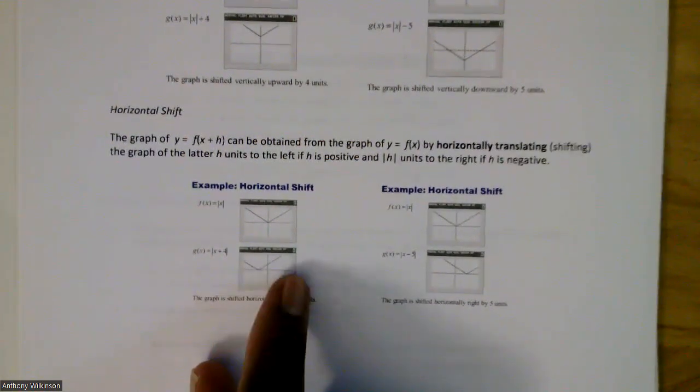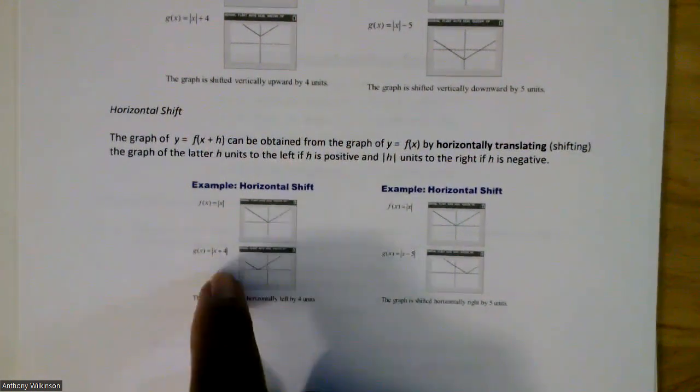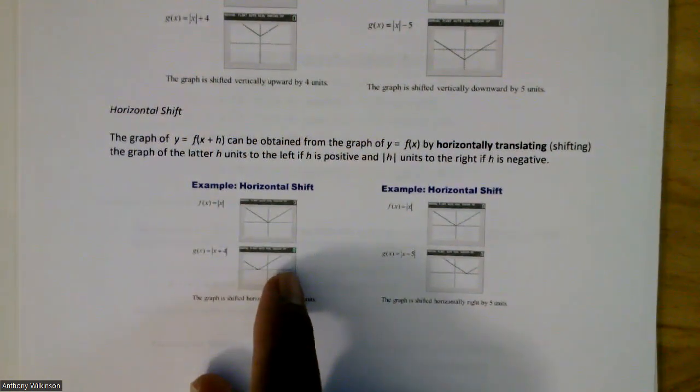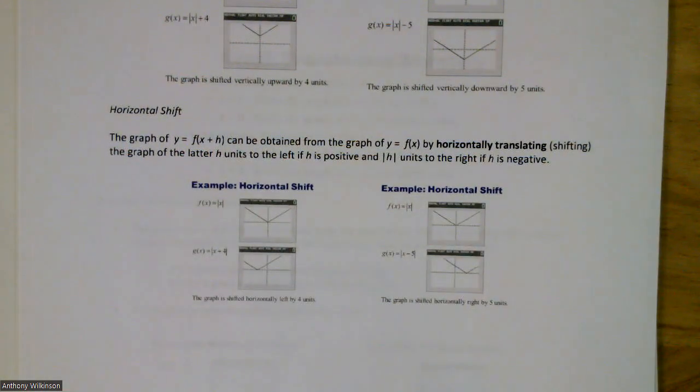So here's the difference. Let's say we have f of x equal to the absolute value of x. That's this graph here. But now we want to graph g of x equals the absolute value of x plus 4. As you can see here, this graph is shifted to the left 4 places. Notice the difference here. You would think you would shift to the right, but with a horizontal shift, you're going to be doing the opposite of adding 4, and that's subtracting 4, and that means you're going to shift to the left 4 places horizontally.